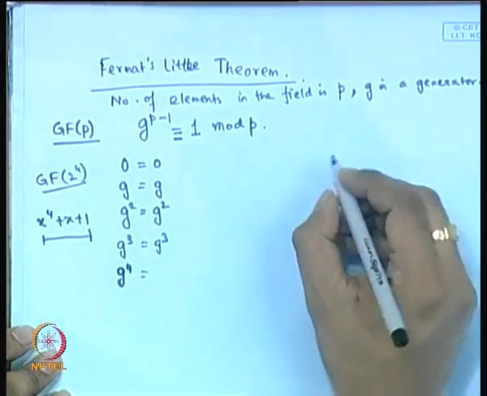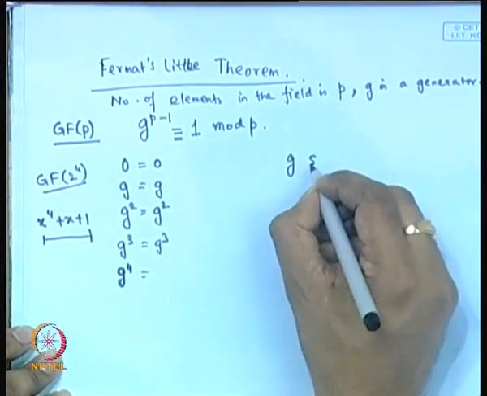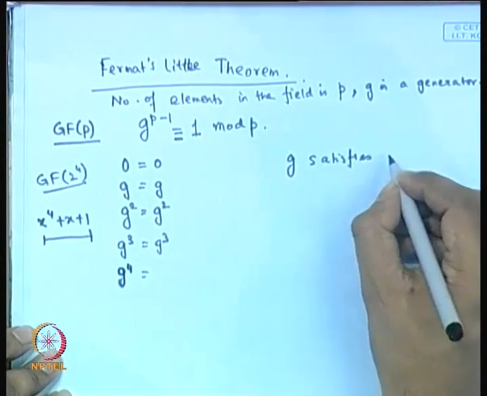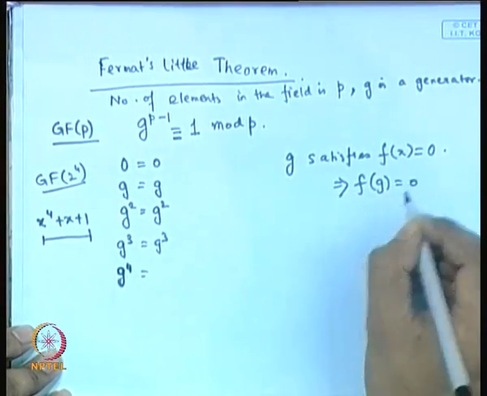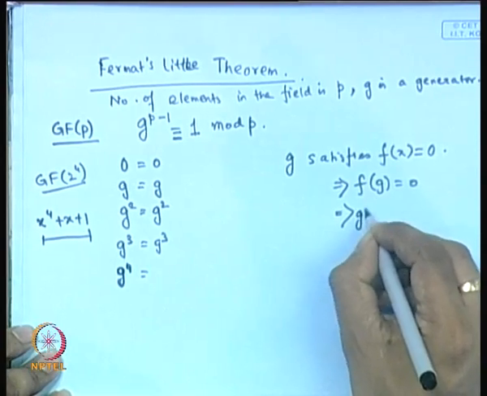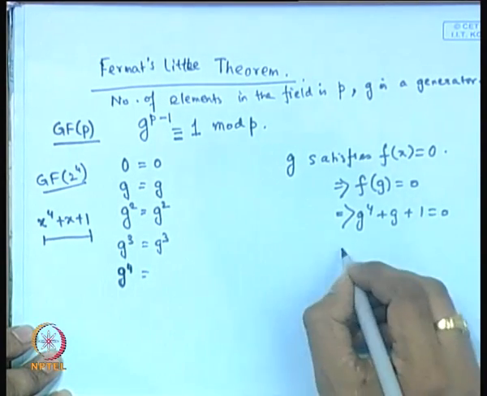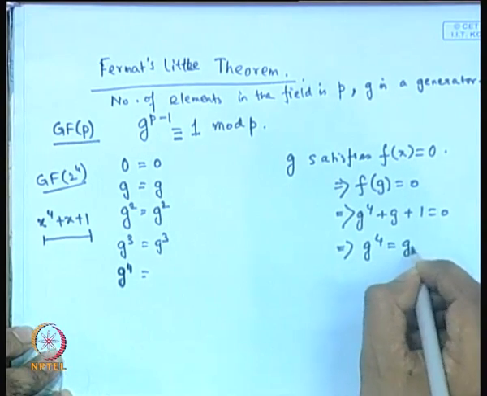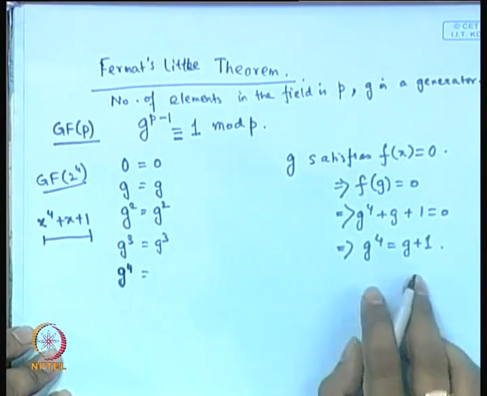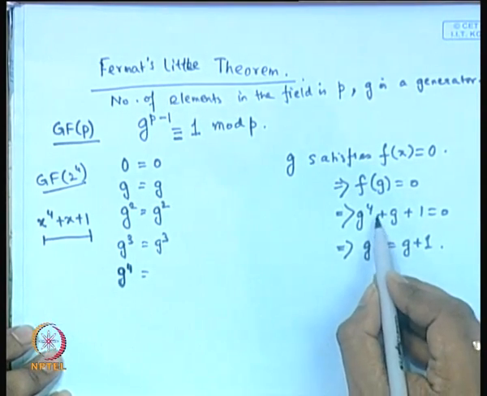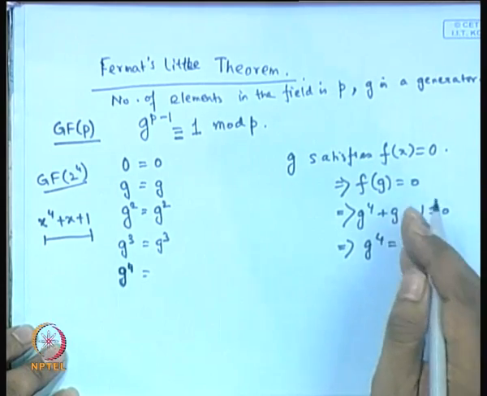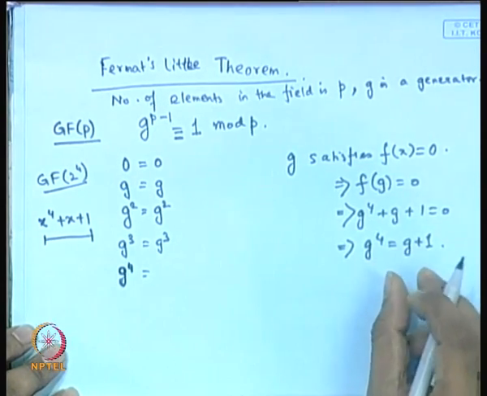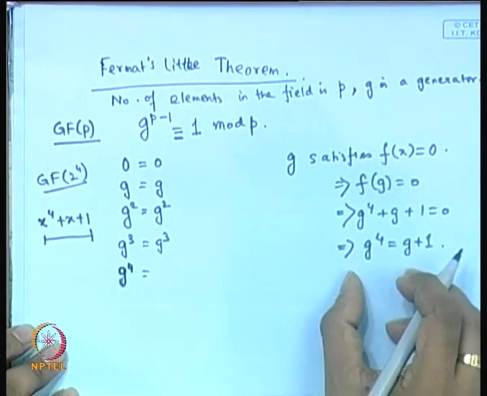then we know that G satisfies f(x) equal to 0, so f(G) is equal to 0, which means that G power 4 plus G plus 1 is equal to 0, and therefore G power 4 is nothing but equal to G plus 1. Why? Because addition in a GF(2^n) field is nothing but a subtraction operation. So if I transfer this to the other side, and take addition and subtraction to be the same, then I obtain this result.